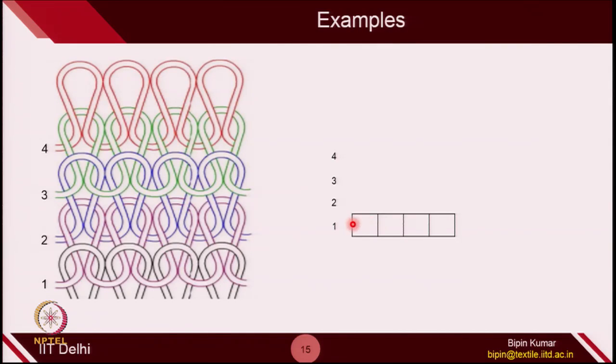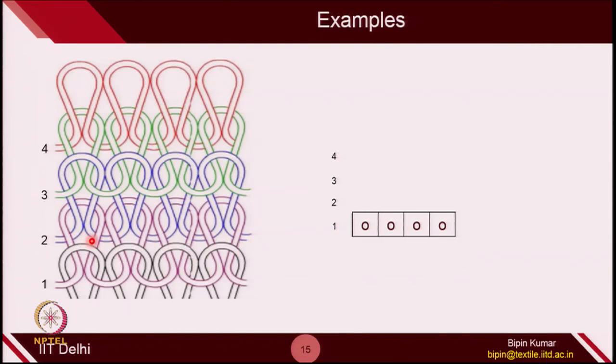In the first row you have 4 loops, which is the pink one. If you follow the path of the pink one with respect to the black one, which is the bottom one, each pink loop is formed on the back side of the black loop. So, we call that a technical back. So, we can fill 0 in all the boxes. Now, let us look at the blue loops, second course.